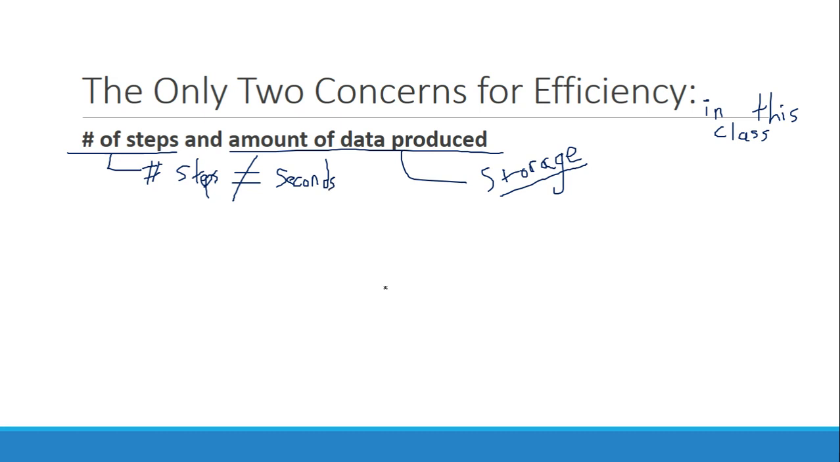We don't measure time in time. We measure time, or run time, in the number of steps. Yeah, so your science teacher is going to hate me for saying that. But we don't use seconds, minutes, hours for determining runtime. We use the number of steps.